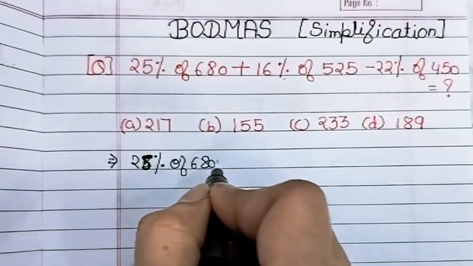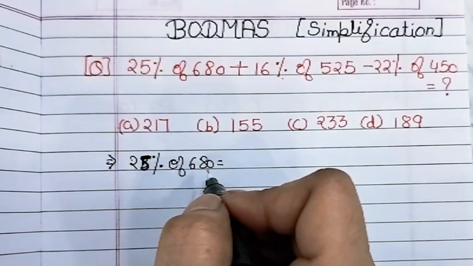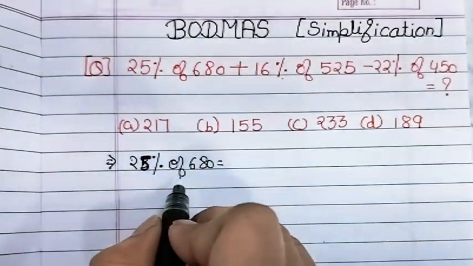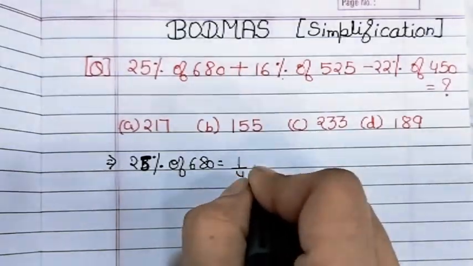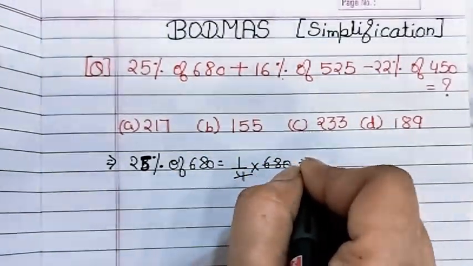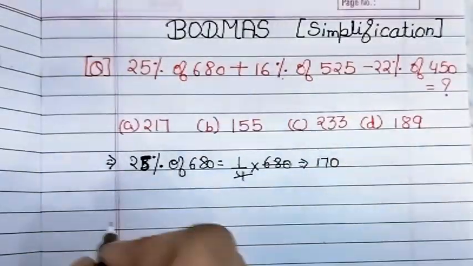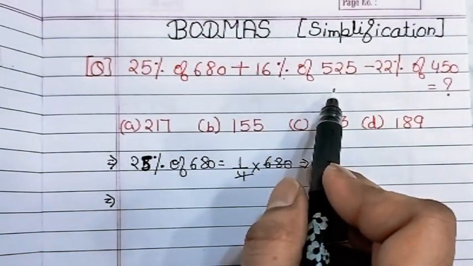25% of 680 is equal to, so 25% is equivalent to the fraction 1 upon 4, and the word "of" indicates multiplication. So the calculation is 1 upon 4 multiplied by 680, and after cutting it down you will get 170. Now the second step, calculate the 16% of 525.